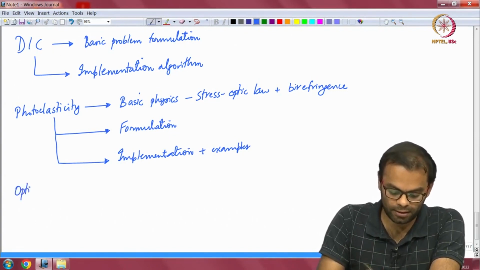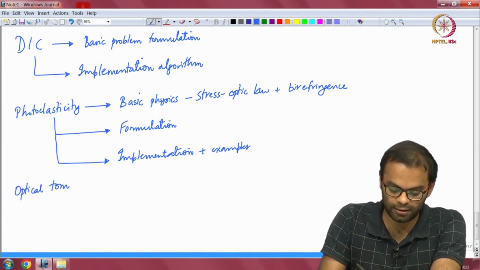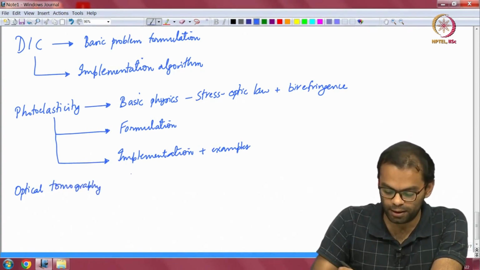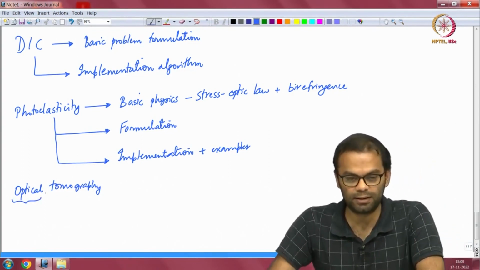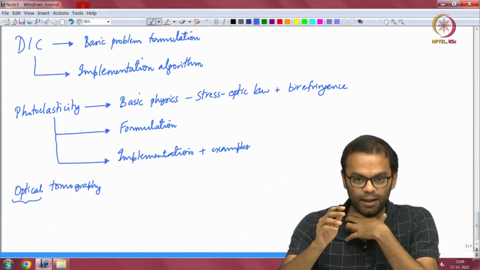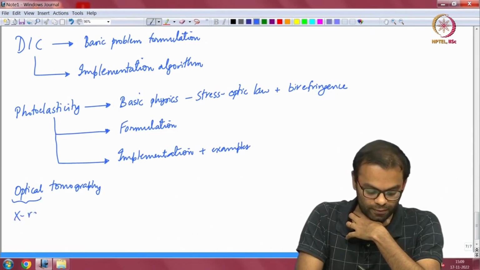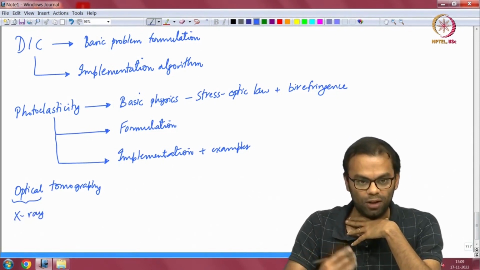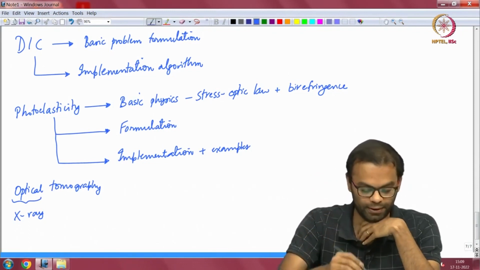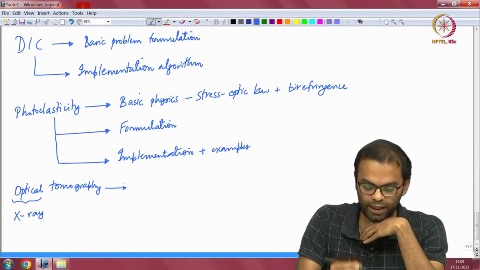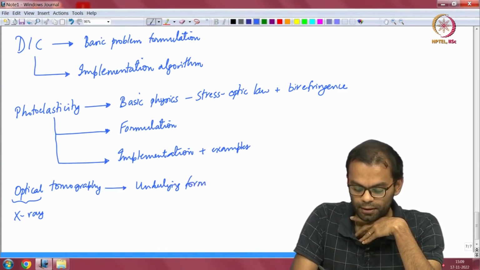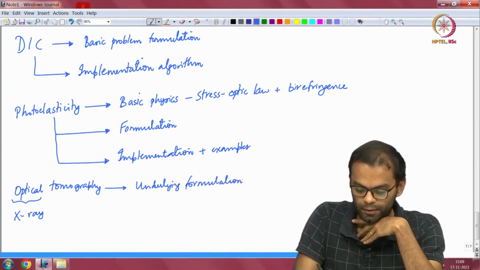The third one is a little bit, like I said, different from the other two. It is optical tomography. Notice I have used the word optical. The same ideas apply also to X-ray tomography. It also applies to gamma ray tomography or any type of tomography. For this we need to spend a little bit of time on the underlying formulation.